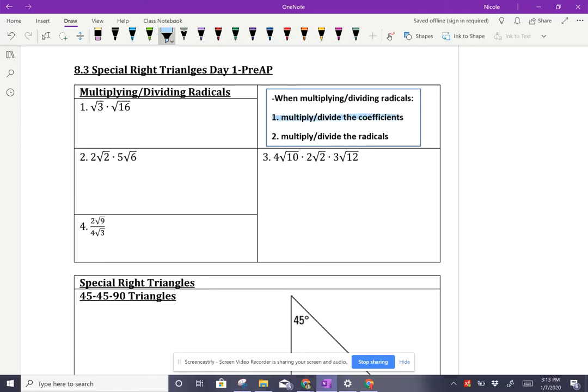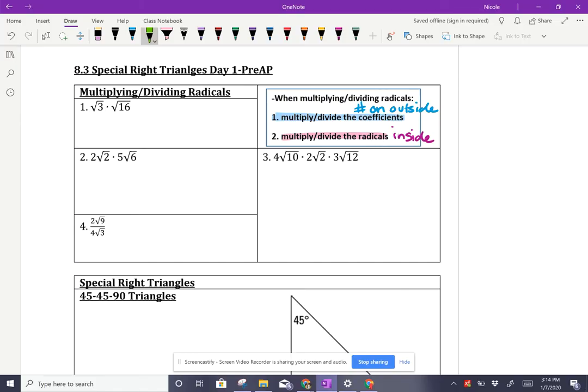You multiply or divide the coefficients. Your coefficients are the numbers on the outside. And the stuff on the radicals, you are going to multiply and divide the stuff that's on the inside. So inside with inside, outside with outside. So for our first example here, we have 3 and 16.